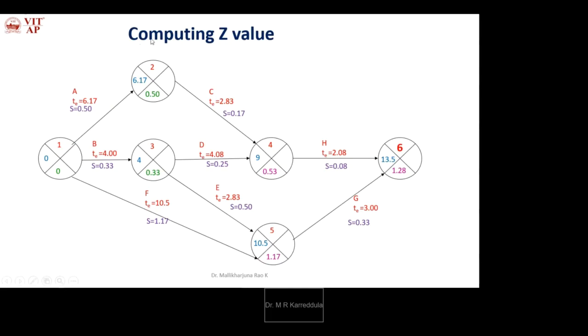Now we have to compute the Z value. Here in the problem, 15 weeks is given. For which event? To find the probability for the project, that is, for the last event. The target date is given for the last event. So we need to find the probability of finishing the project by 15 weeks, that is, suppose we want to finish the project within 15 weeks.